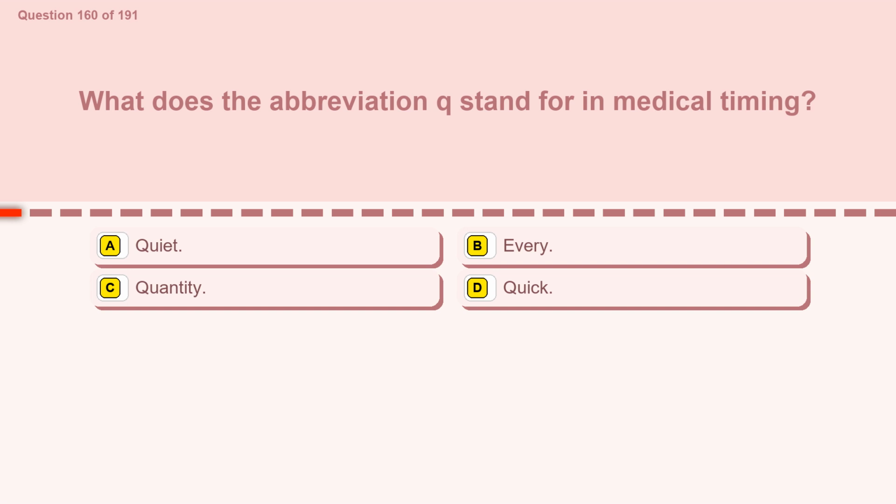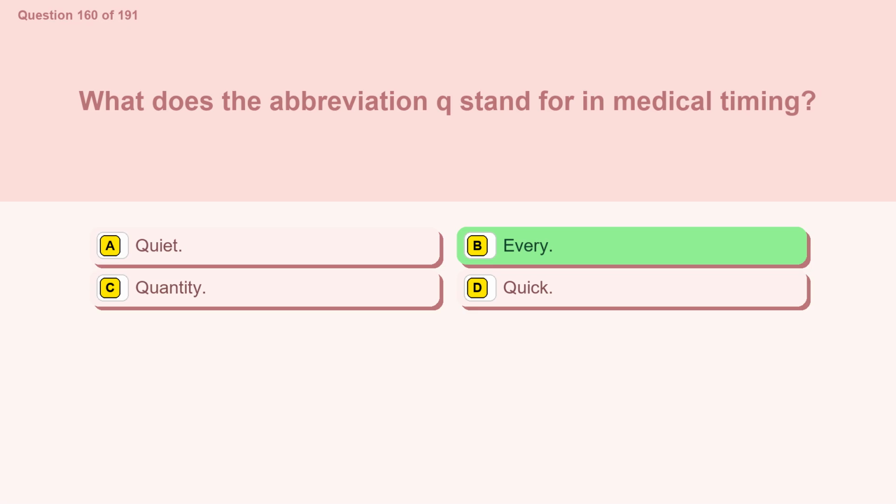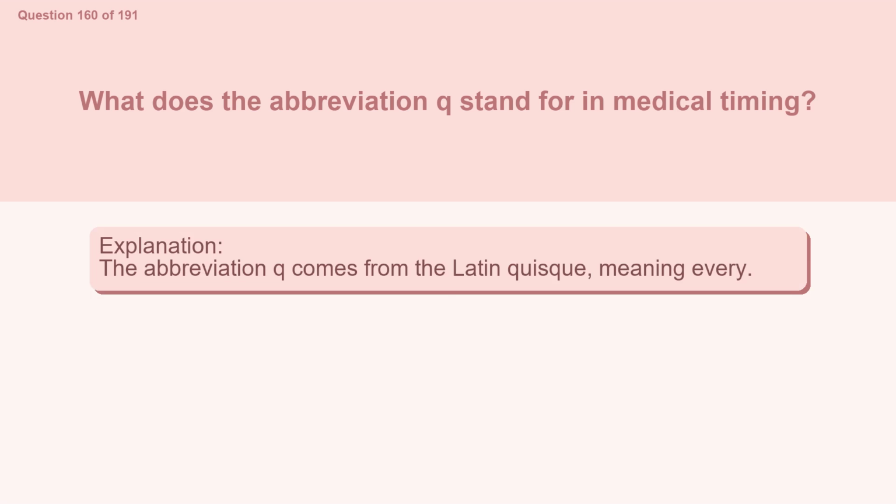Question 160. What does the abbreviation Q stand for in medical timing? Option A, quiet. Option B, every. Option C, quantity. Option D, quick. The correct answer is option B, every. The abbreviation Q comes from the Latin quisque, meaning every.